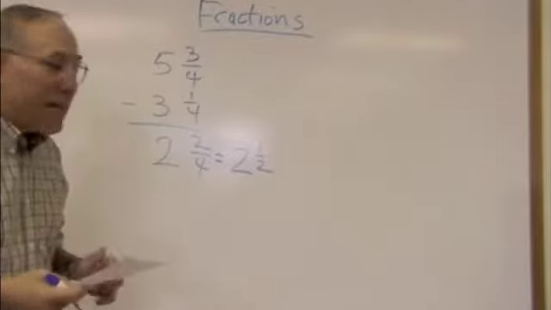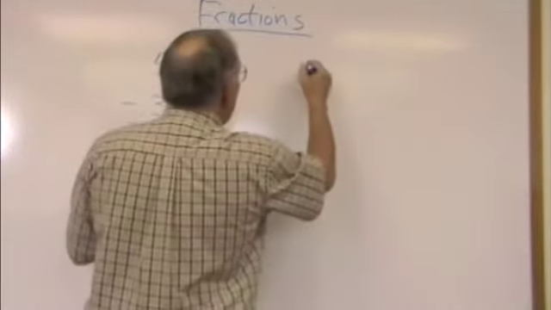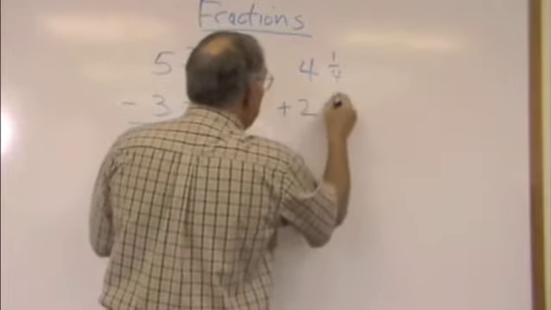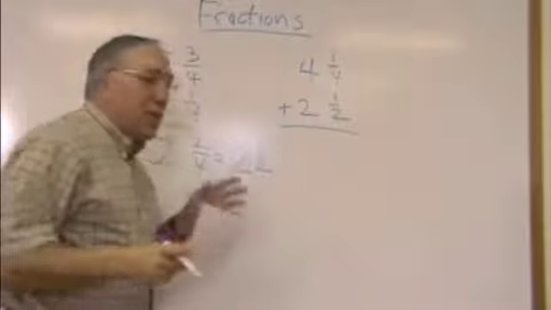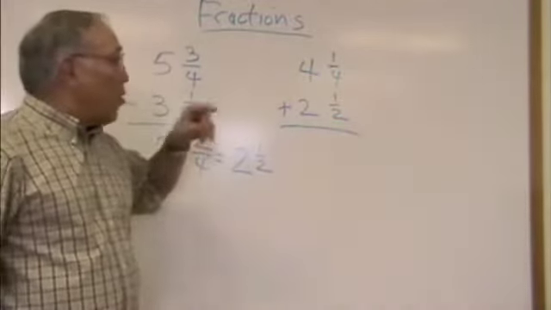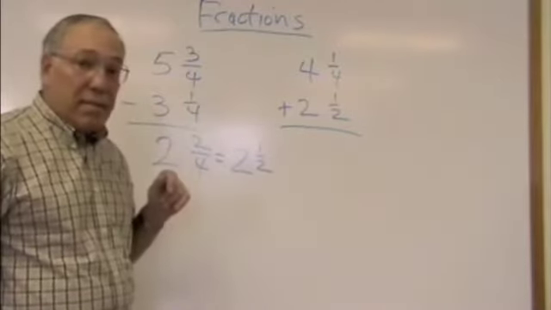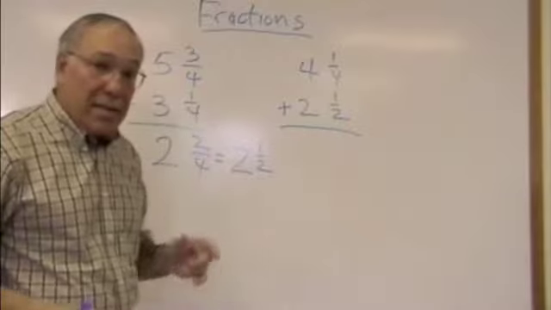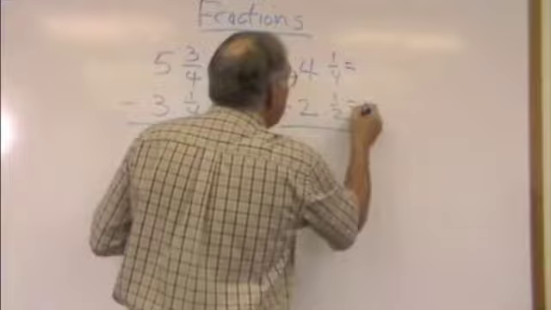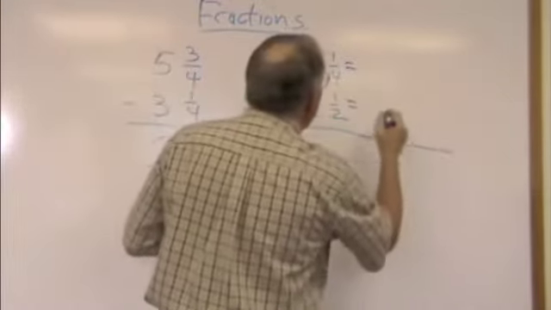What if the denominators are not the same? Okay, what if I had something, and I'll make this an addition problem. What if I had 4 and 1/4 plus 2 and 1/2? Well, again, you could do this really just mentally thinking of money. 4 and 1/4 plus $2.50 is going to be $6.75. Okay, so if you get that answer, you know you're right. How do we do this? Well, again, the denominators here are not alike, so we have to find equal fractions with common denominators.